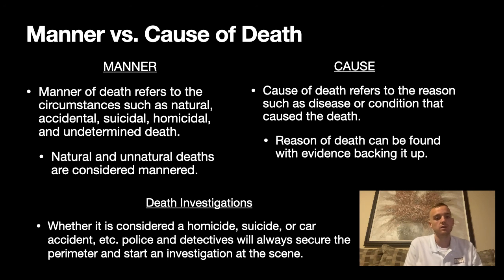Manner of death is the circumstances under which the cause of the death has occurred. There are two types of this that detectives look for, and they would be natural and unnatural. A natural manner of death would be a disease, and an unnatural manner of death would be a homicide, suicide, or accident that was initiated by either self-harm or by another person.